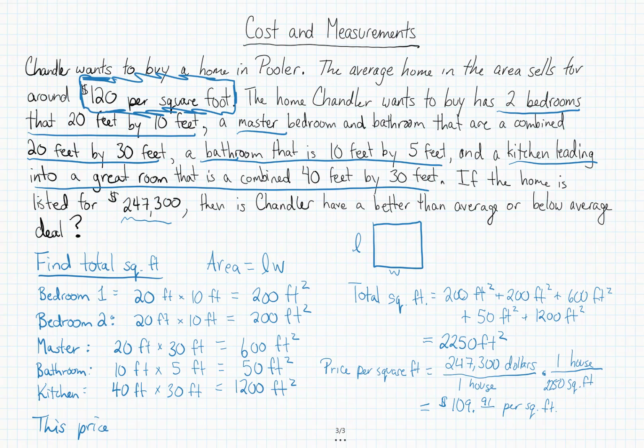Okay, so what does that mean? Well, if you look, it was $120 per square foot is what the average home in the area sells for. So this price per square foot is less than $120 per square foot. So it's actually a better than average deal. This is a good thing for Chandler and it works out perfectly.